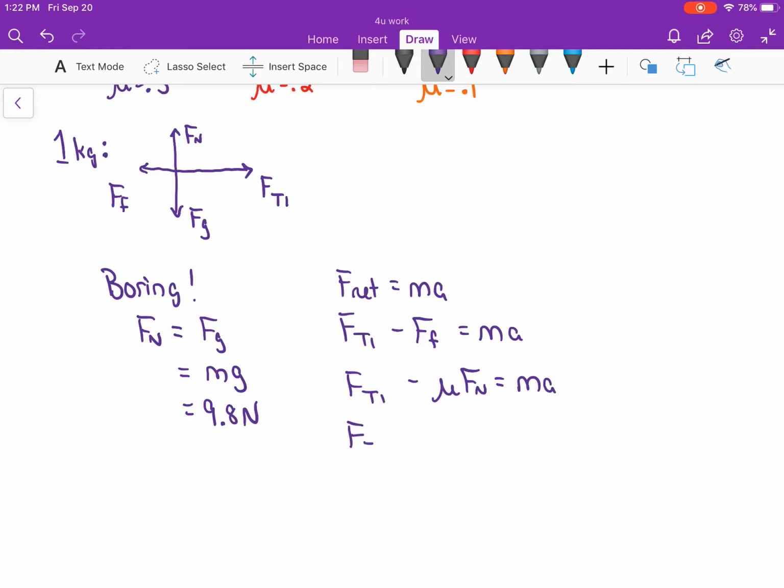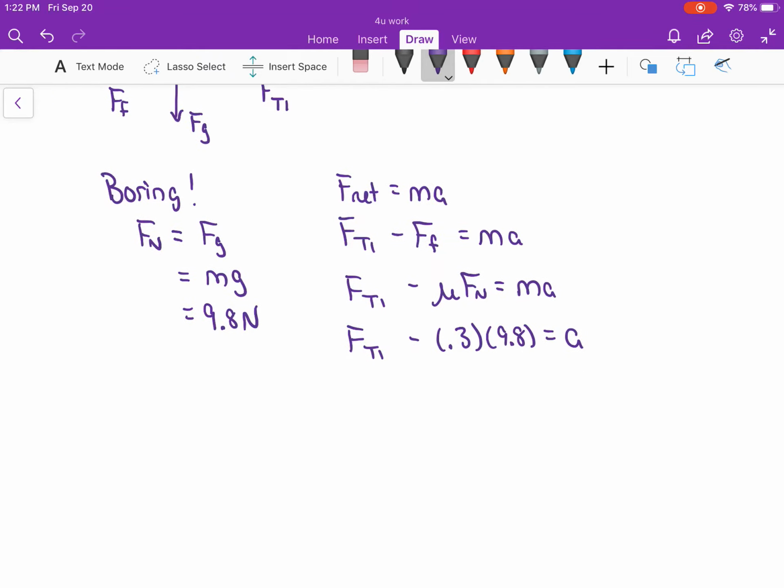Plugging in what we know, FT1, take away the coefficient I made up for this one was 0.3. The normal force, we did that quick easy math to get 9.8, and that's equal to 1 times a. Cleaning that up one last step, FT1 minus 2.94, double check that on a calculator, equals a. That's as far as I can go. Oops. I don't know FT1 and I don't know a, so I'm stuck there. Let's call that equation 1.